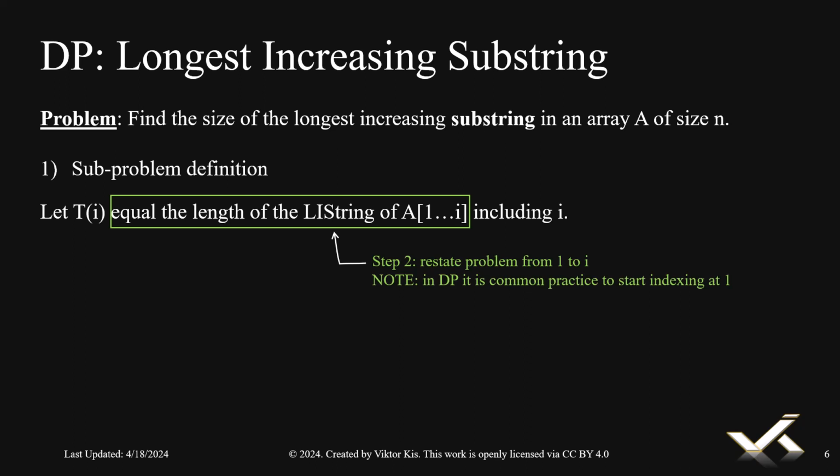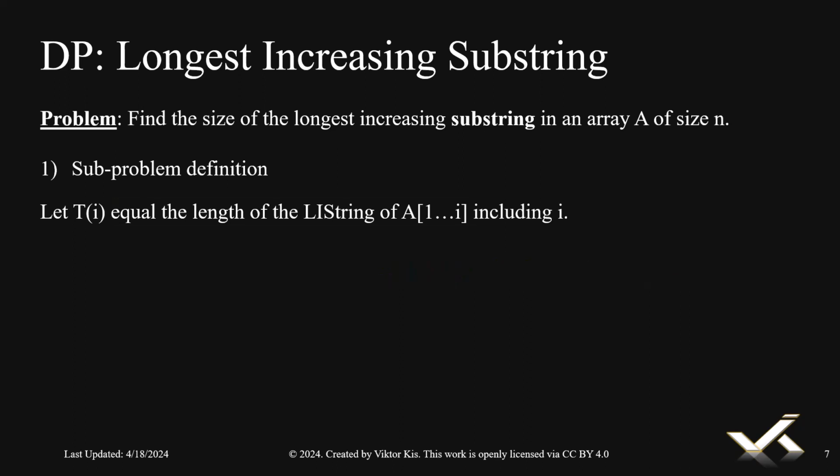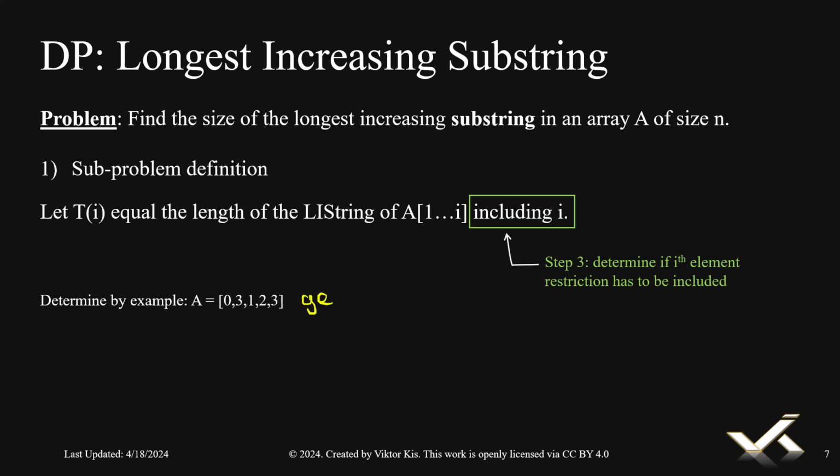Now, before I move on, it is important to note that in dynamic programming, the common practice is to start index at 1 rather than at 0. And finally, step 3, which people find the most confusing, is to determine if your subproblem solution includes the solution for I or not. This part is best explained by an example, and in practice, I would highly suggest writing out a sample to convince yourself that you want to include the ith element in your solution or not. So let's take a look at this array that has 0, 3, 1, 2, and 3 in it.